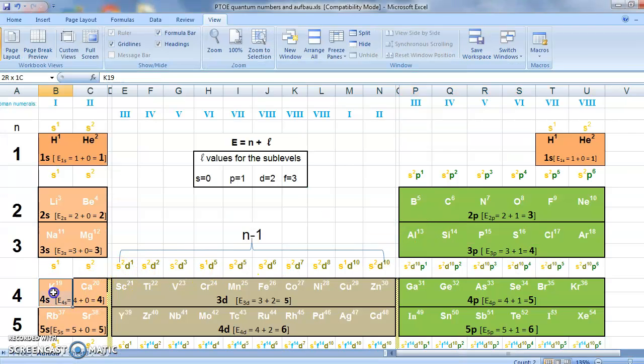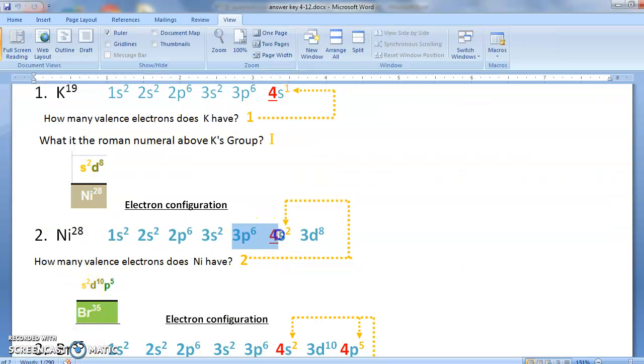Now I bounce down to the 4s. There's the 4s. That must be next according to Aufbau. How many elements are there? There's 2. So I'll write 4s2.